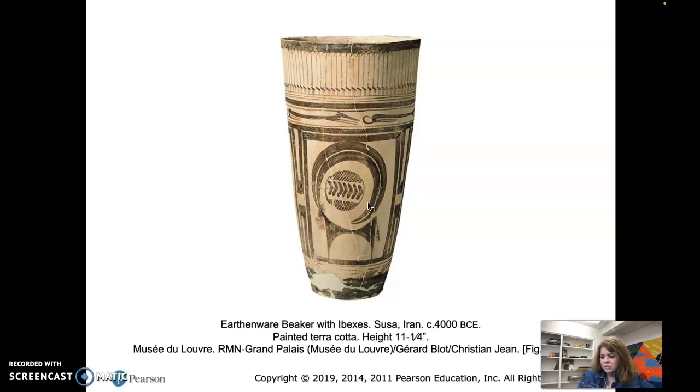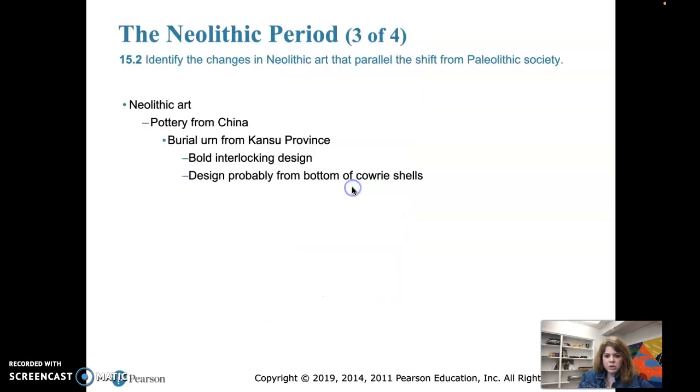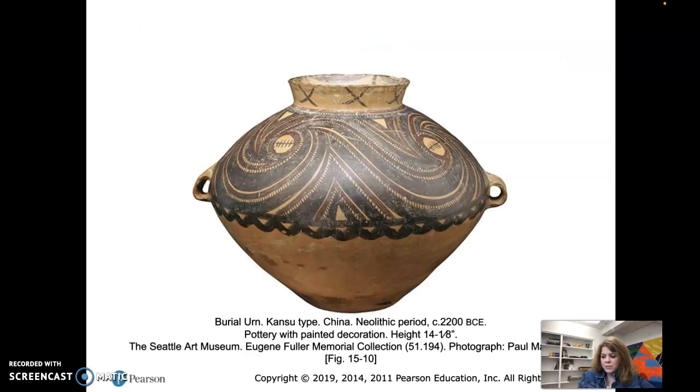If you compare this to the Chauvet cave in France, you can see the difference between the Neolithic and the Paleolithic styles very clearly. So we'll take a look at a burial urn from China, Neolithic period, 2200 BCE. It's pottery with painted decoration, about 14 inches high. It's a very fine example of Neolithic pottery from China, from the Kansu province.